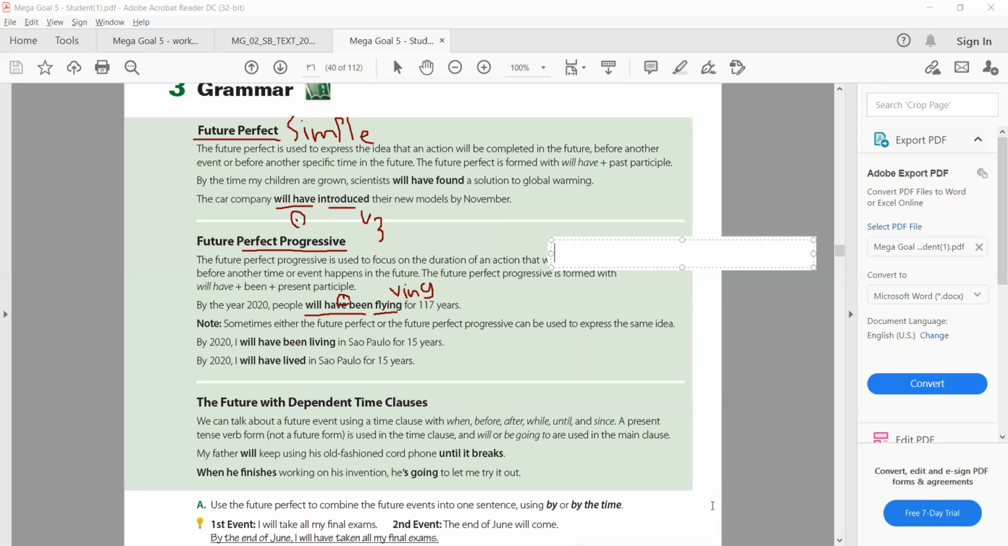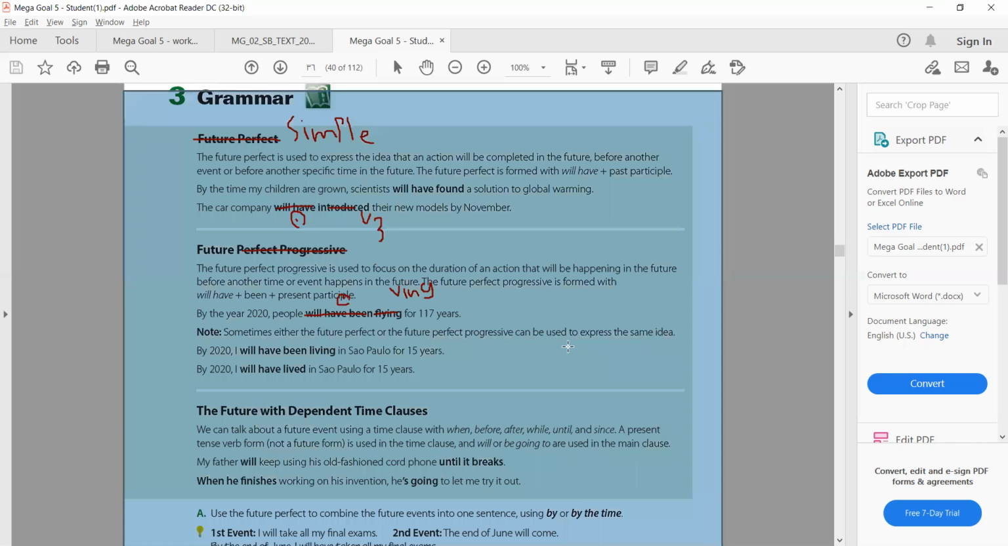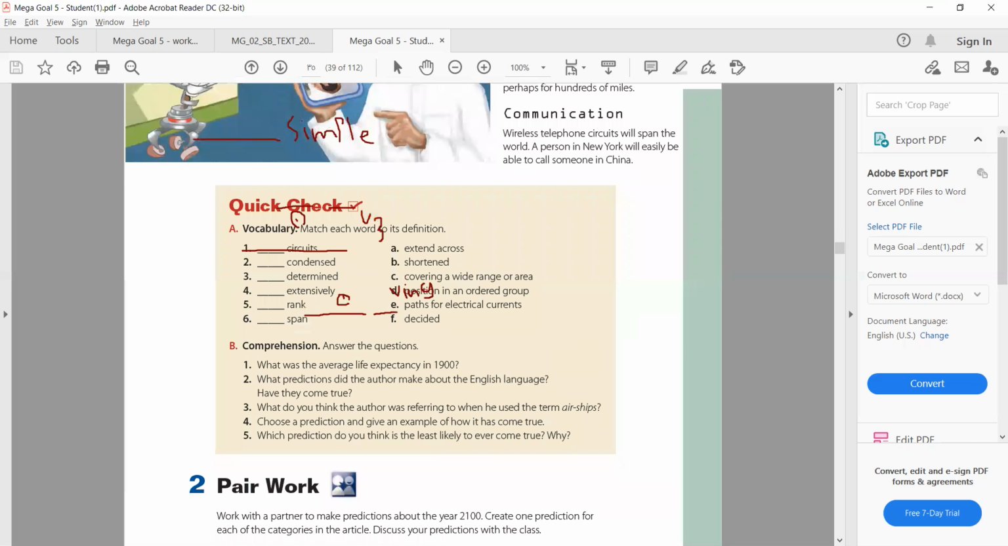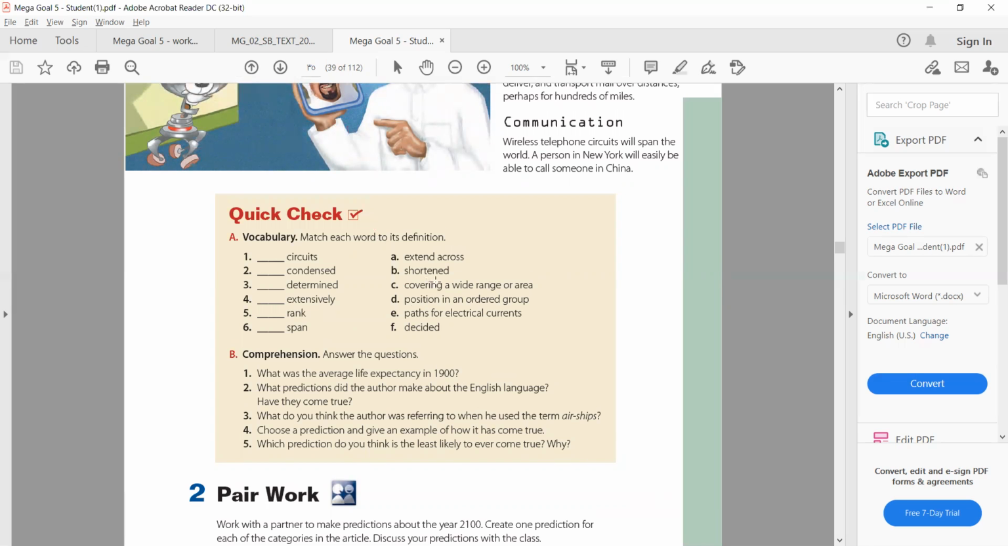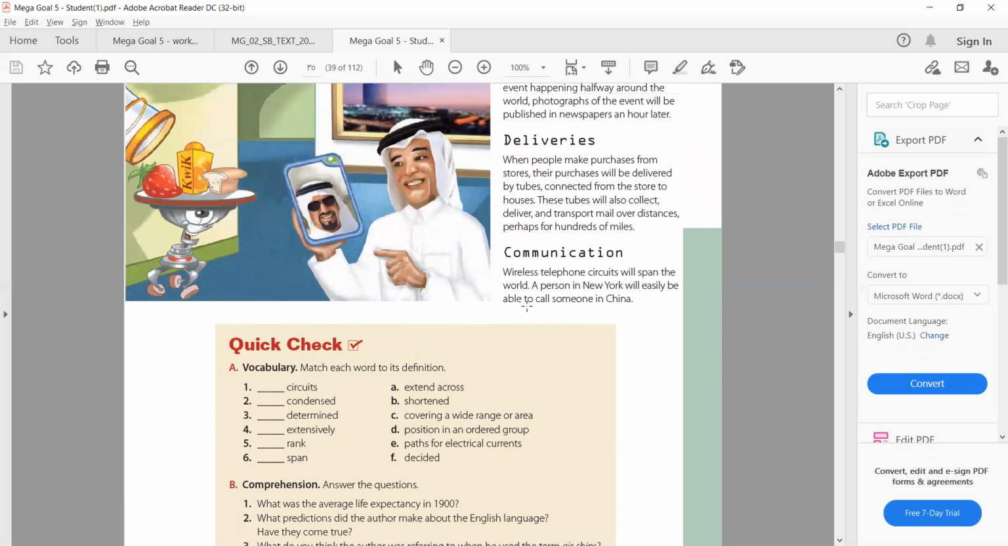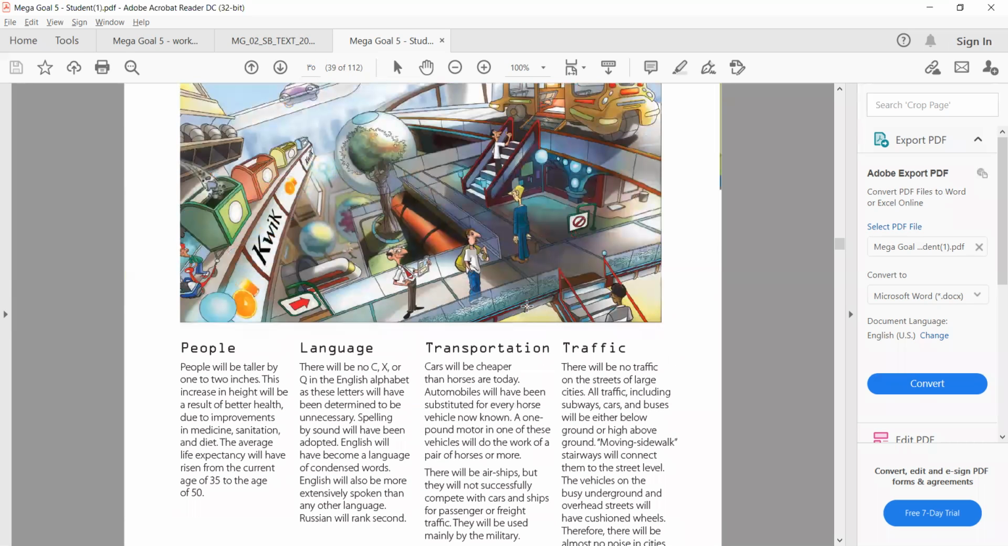Okay, so by this we are done with this grammar. Also here we have the vocabulary. As I told you about the vocabulary, you should know the meaning of it. For example, rank means position in an ordered group. For example, this person ranks as the second person in the race.